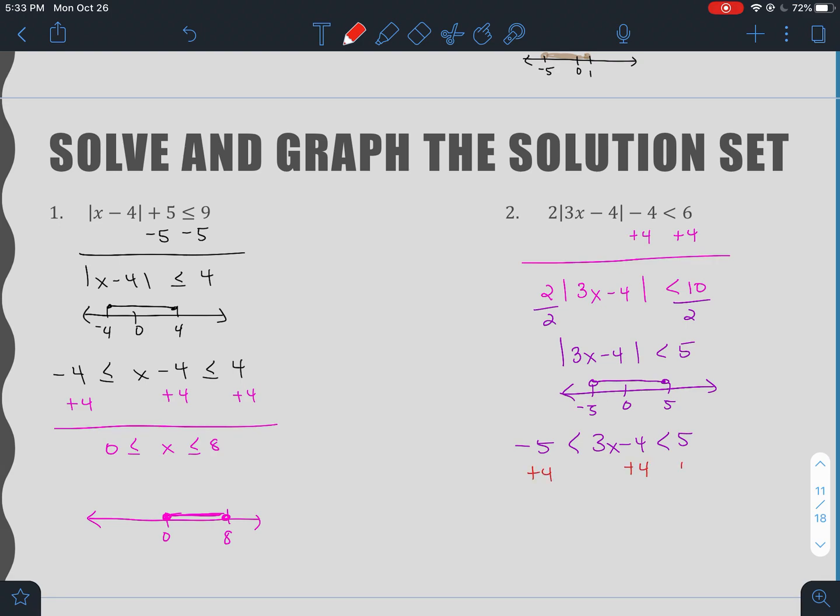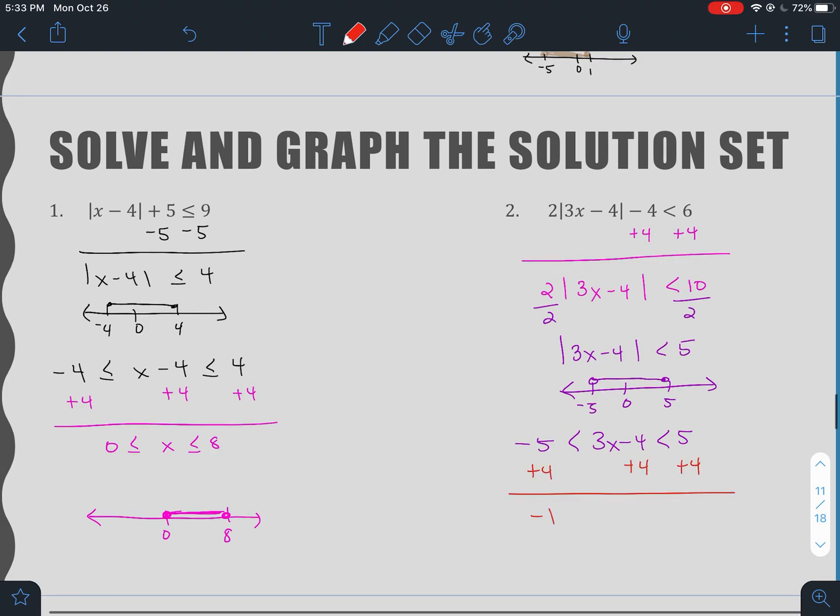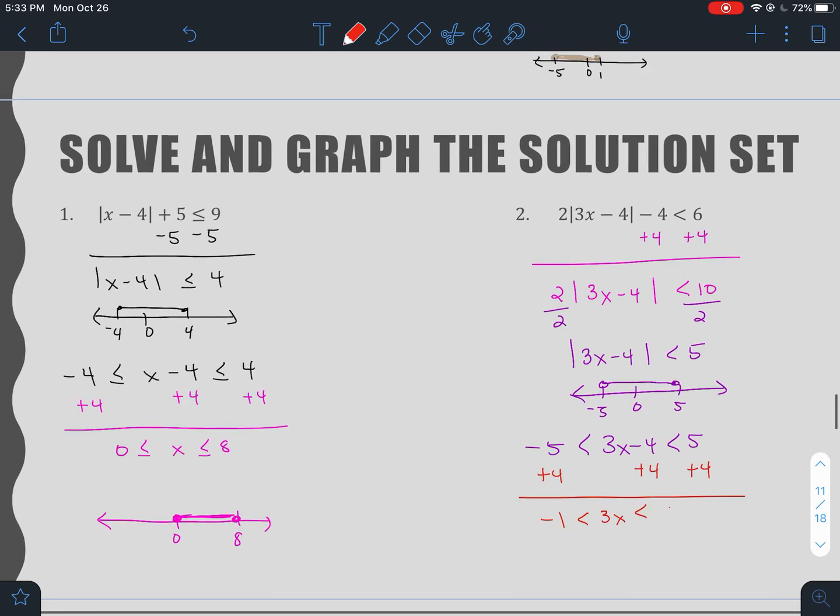So add the 4, add the 4, add the 4. And I get negative 1 is less than 3x is less than 9. Then divide everybody by the 3. And I get negative 1/3 is less than x is less than 3. So I need my x values to be in between negative 1/3 and positive 3 on the number line. And those would be open circles, and then in between negative 1/3 and positive 3.